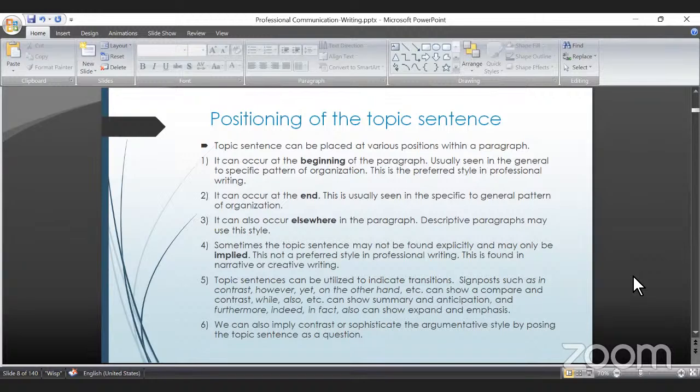Sixth one, another method of writing the topic sentence: you can pose the topic sentence like a question, right? Especially in the argumentative style of writing. If you're writing an opinion piece, say for a newspaper column or an editorial column, and it is an argument piece that you're writing, then sometimes placing your topic sentence in the form of a question is very impactful, right? It helps you draw your reader closer to what you're writing. So when you ask a question, you're also trying to involve your reader in formulating the response to that question.